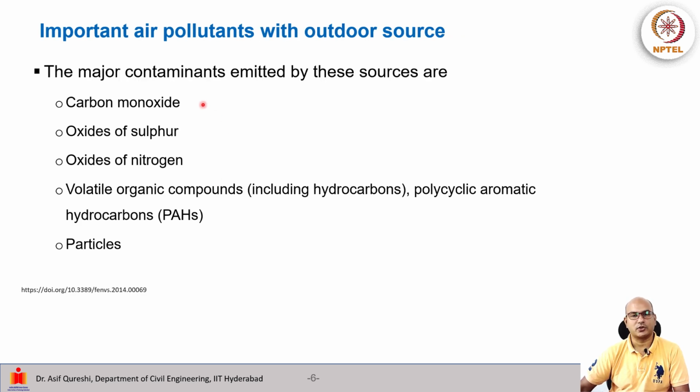So once we sum this all up, the major contaminants emitted by these sources are carbon monoxide, oxides of sulfur, oxides of nitrogen, then a lot of volatile organic compounds, polycyclic aromatic hydrocarbons, and semi-volatiles, which may be formed later, so we will also have secondary organic aerosols being formed, and then of course particulate matter or particles. So again, a number of sources, and most of these sources are also common for the outdoor air quality.